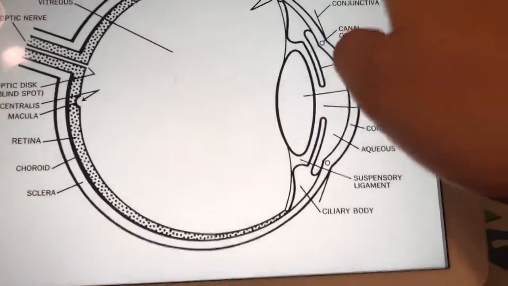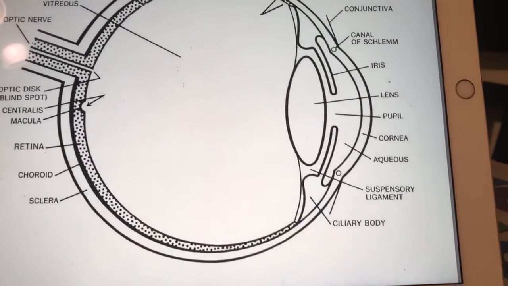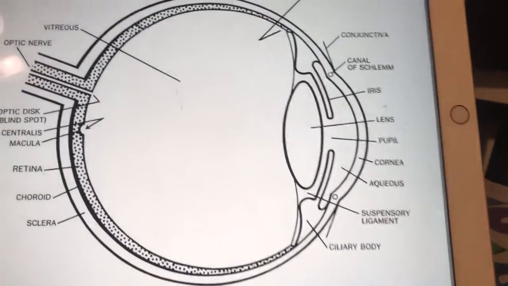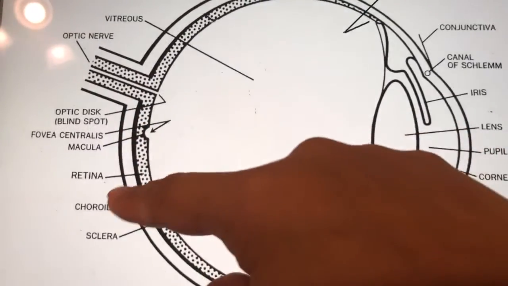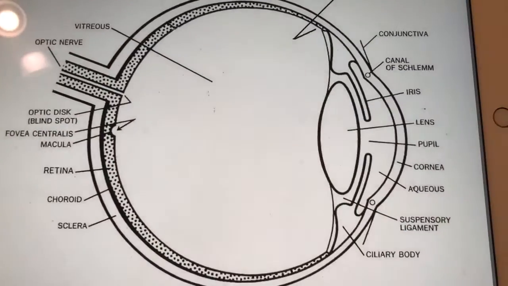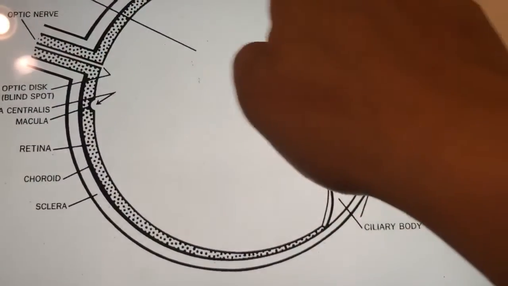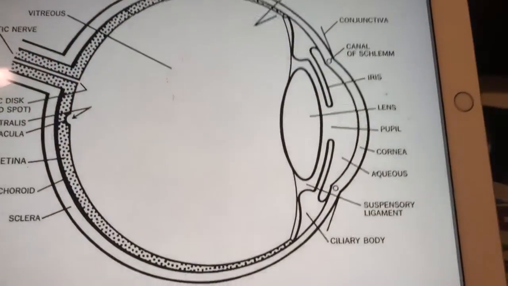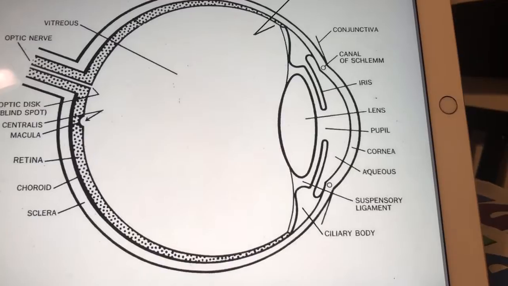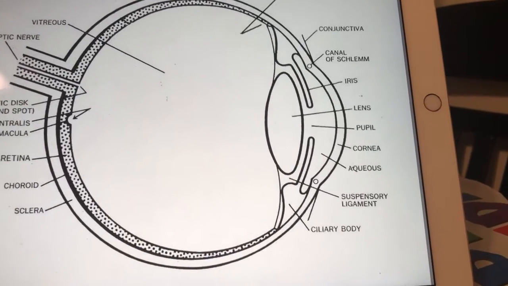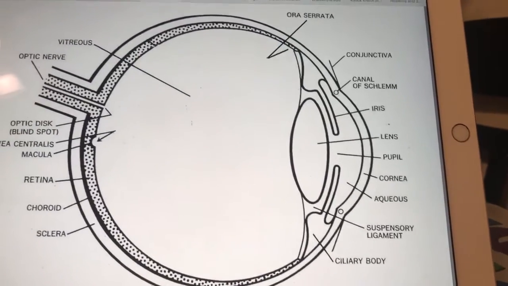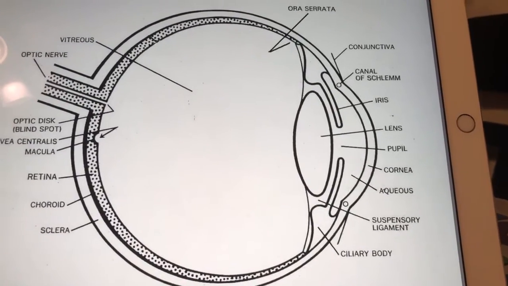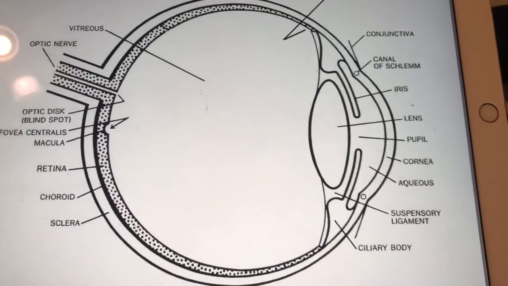The ora serrata, this part here, is the area of the inner eye where the retina ends and the choroid layer of the eye can be seen. The retina, like this part here, is actually all of this part where you see the dots. Those are like the rods and the cones. The inner lining of the back chamber of the eye contains the photoreceptors, the rods and cones that receive light rays that enter the eye through the pupil and convert these light rays into electrical impulses, which are relayed to the brain via the optic nerve.